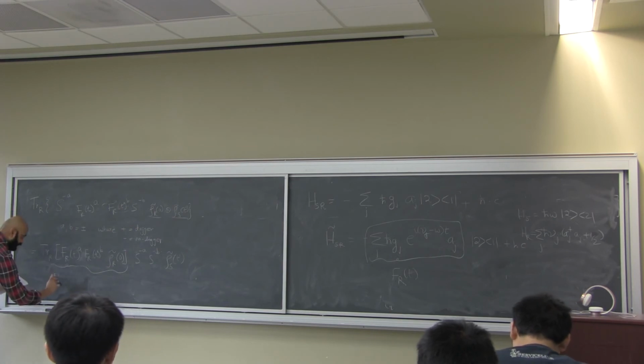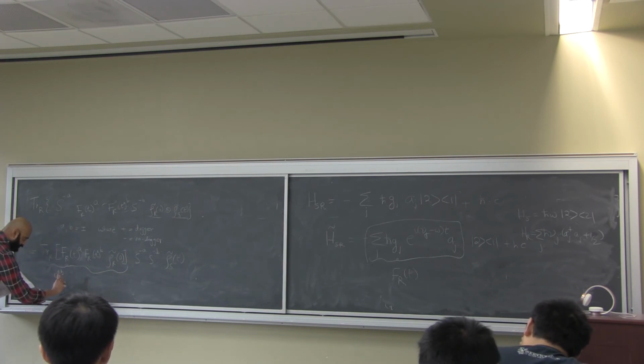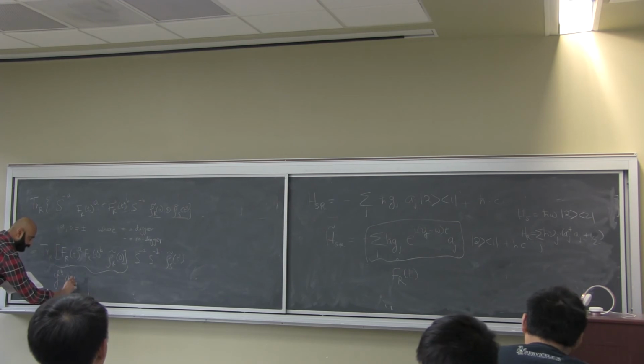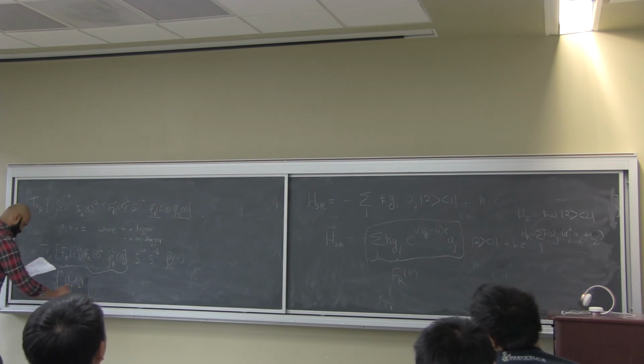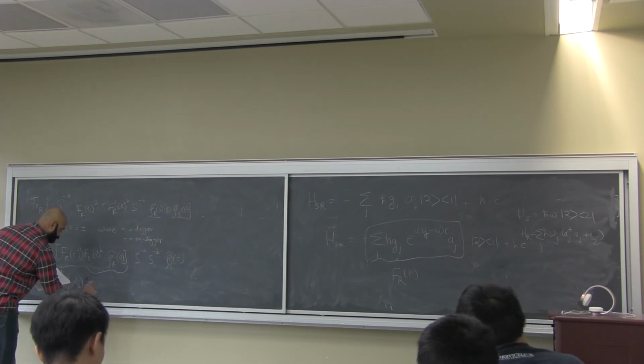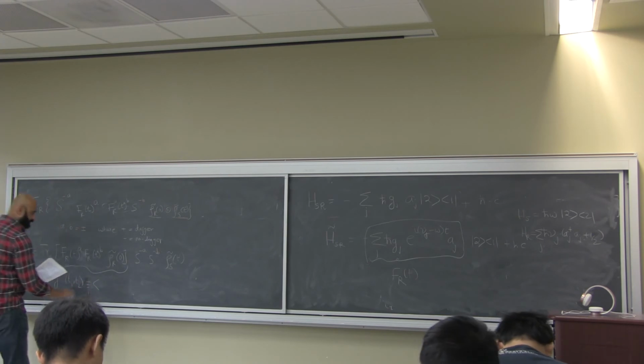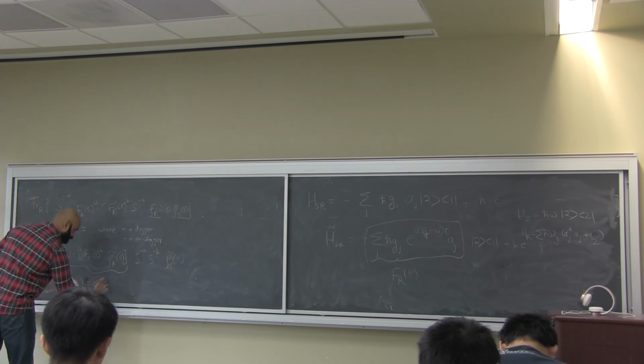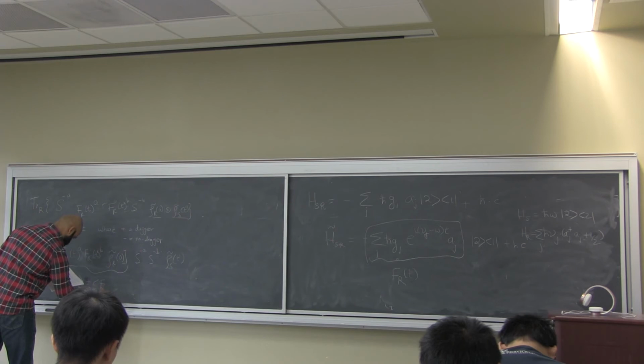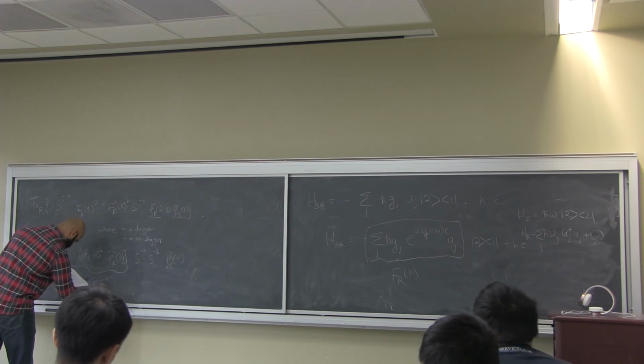In fact, I define a correlation function GAB of T1, T2, which is indeed this expectation value, because the trace over the operators is simply the expectation value, as you remember, for these functions.